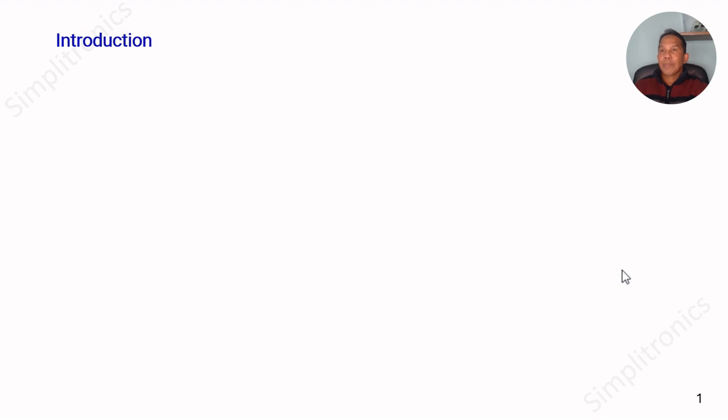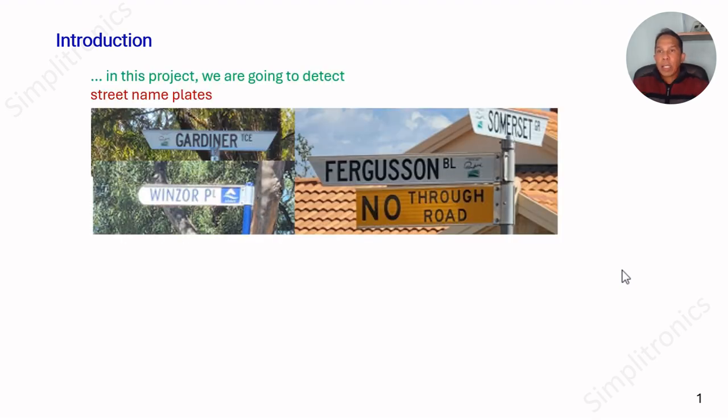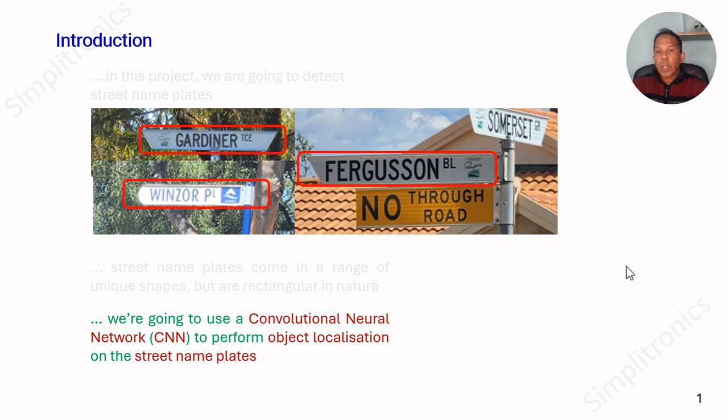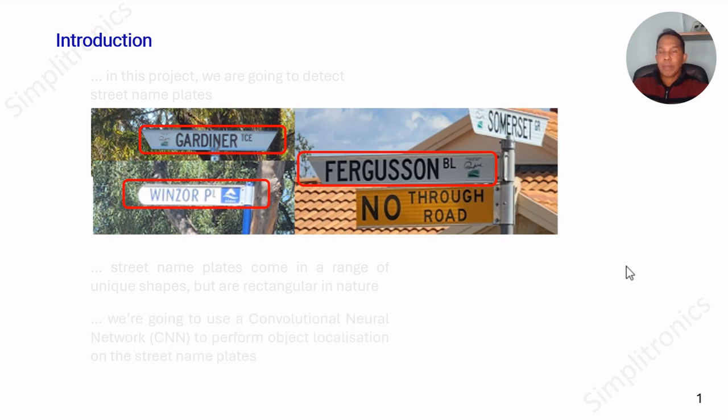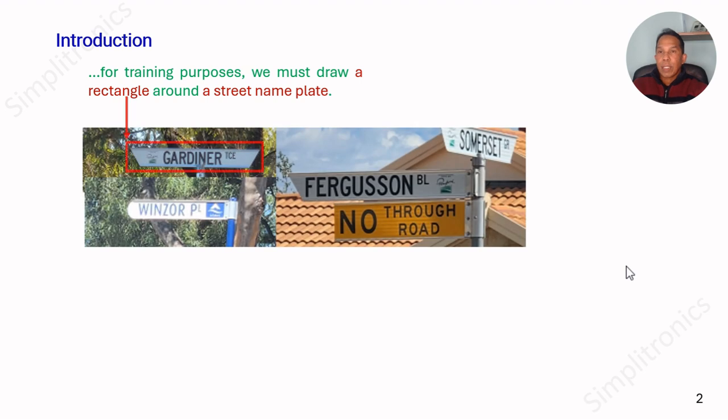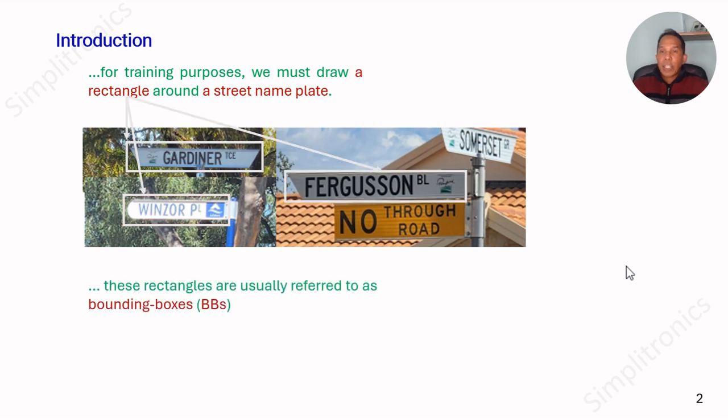Let's get started. In this project, we are going to detect street nameplates. Street nameplates come in a range of unique shapes but are rectangular in nature. We are going to use a convolutional neural network, or CNN, to perform object localization on the street nameplates. For training purposes, we must draw a rectangle around a street nameplate, something like this. These rectangles are usually referred to as bounding boxes.